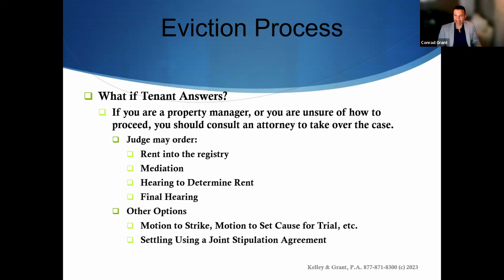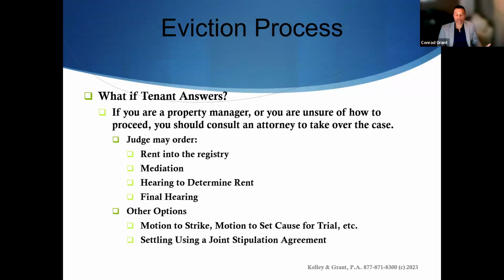But if your property is an LLC or some kind of entity, you need an attorney. You cannot represent that entity at that point. If you are a property manager, you can also file evictions, but once the tenant answers, you can't go any further. You will need to get an attorney or have the landlord do it himself if it's not an entity.